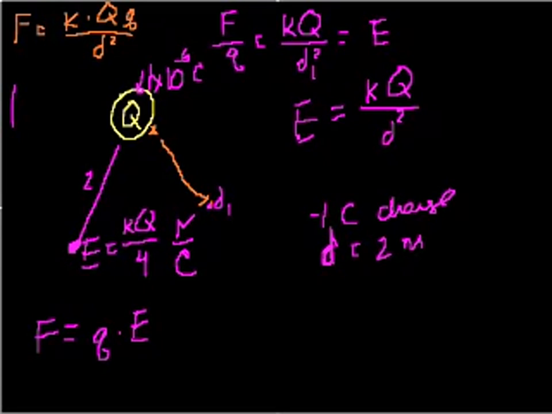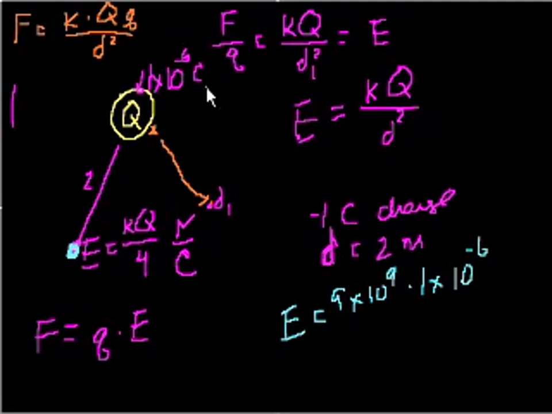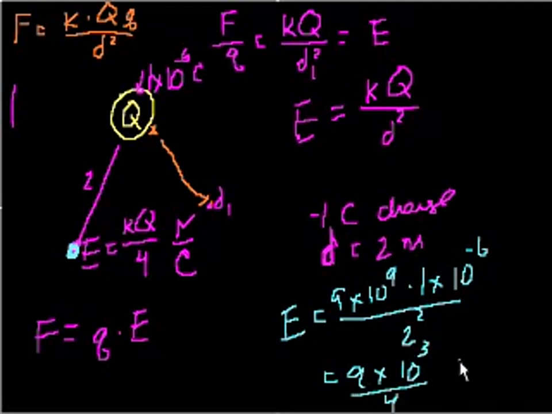And let me switch colors again. What's the electric field at that point? Well, the electric field at that point is going to be equal to Coulomb's constant, which is 9 times 10 to the 9th, times the charge generating the field, 1 times 10 to the minus 6 coulombs. And then we are 2 meters away, so 2 squared. So that equals, let's see, 9 times 10 to the 3rd divided by 4. So what is that? 2.5 times 10 to the 3rd, or 2,500 newtons per coulomb.